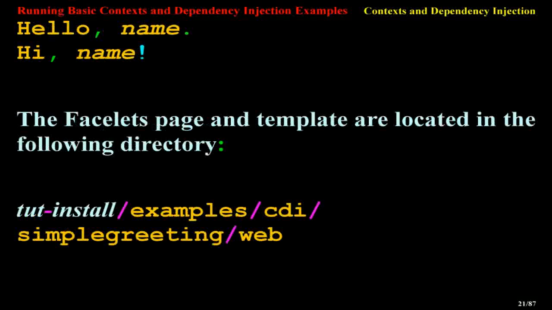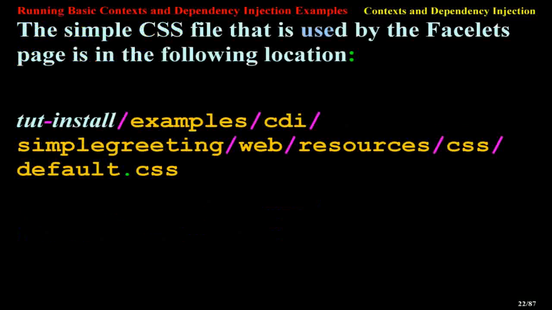The facelets page and template are located in the following directory: tut-install/examples/simplegreeting/web. The simple CSS file that is used by the facelets page is in the following location: tut-install/examples/simplegreeting/web/resources/css/default.css.